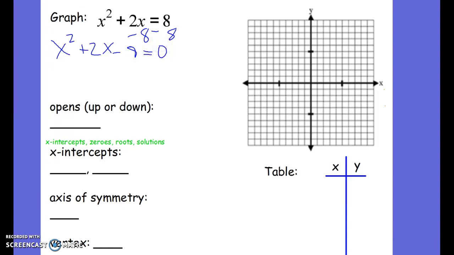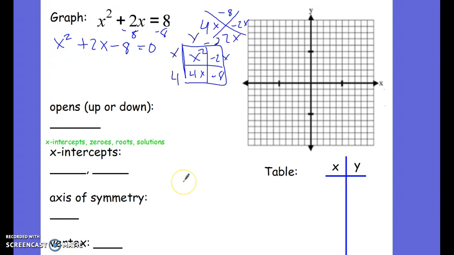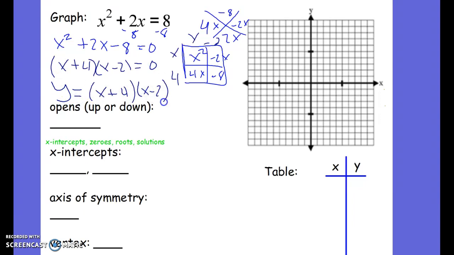Well, remember, we're graphing in factored form, so we need to go ahead and factor this. I'm going to have you pause the video and factor this parabola so you can check your factoring. We'll end up with x plus 4 times x minus 2 equals 0. In other words, our equation that we're trying to graph is y equals x plus 4 times x minus 2. And we're just going to follow these steps in order to graph it.